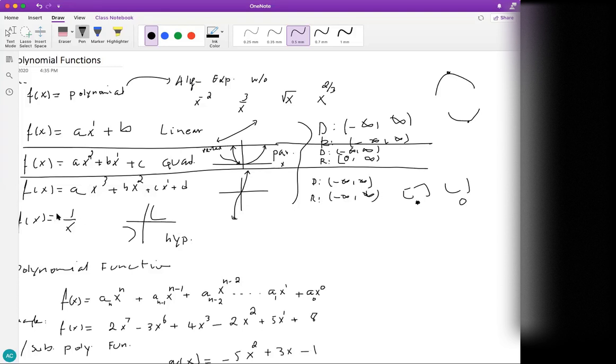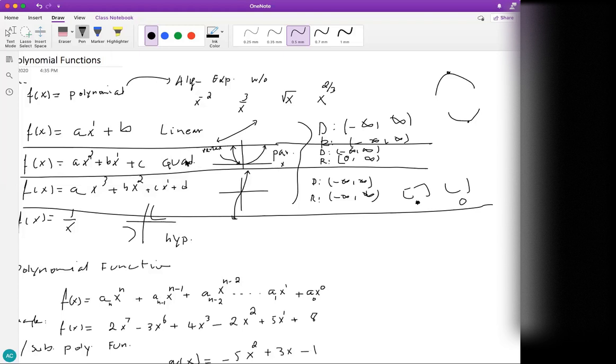So at least remember these three functions, so next time you see them, you can immediately answer them. So remember, for all three, the domain is always negative infinity to positive infinity, all of them. For the first degree and third degree, the range is also negative infinity to positive infinity.